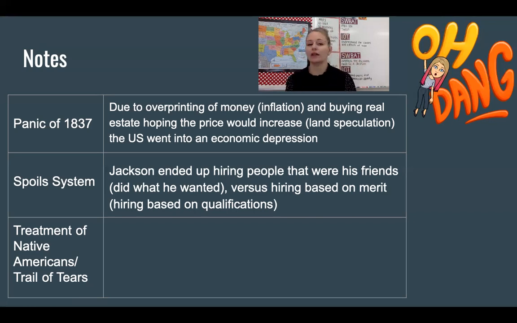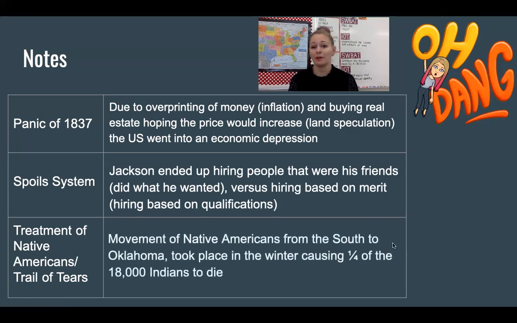You can obviously tell that's not the good way to get people into positions of power in the government, because if they don't know what they're doing, it's going to make the government run in a very rough manner and not run smoothly at all. So the spoils system is something that he, again, is going to be heavily criticized for. The last thing, which is really the worst of them all, is that Andrew Jackson is the president that is going to be responsible for the Trail of Tears happening, essentially.